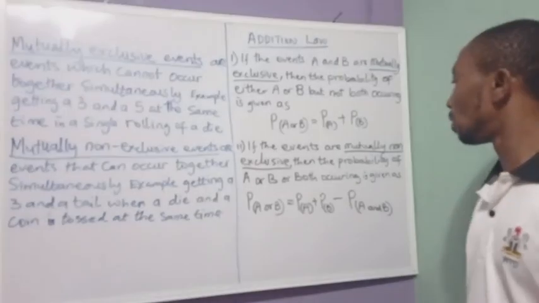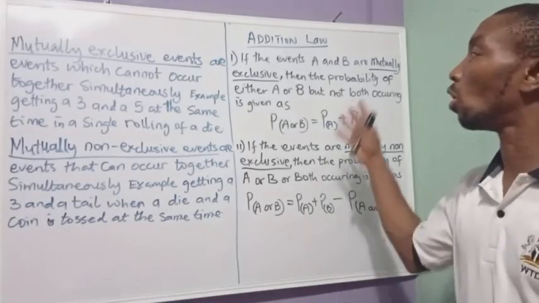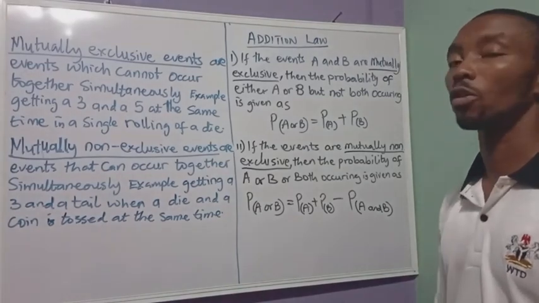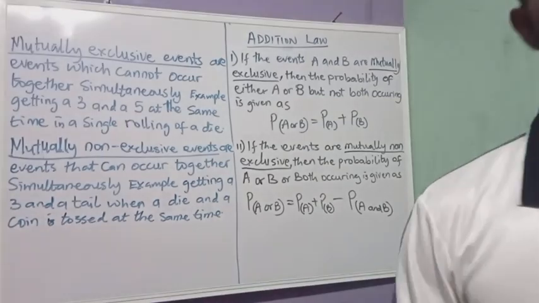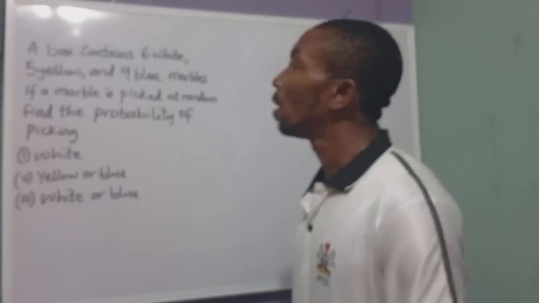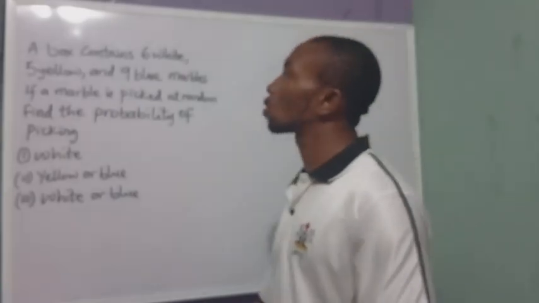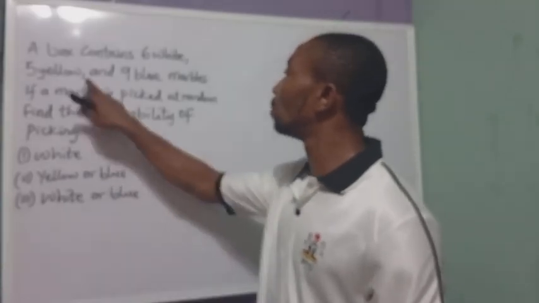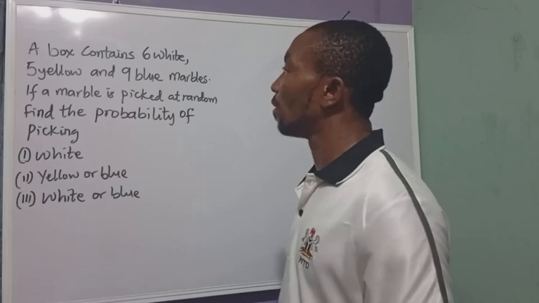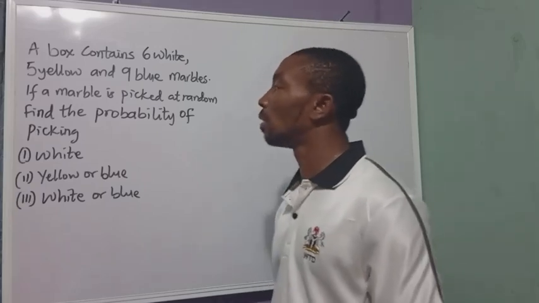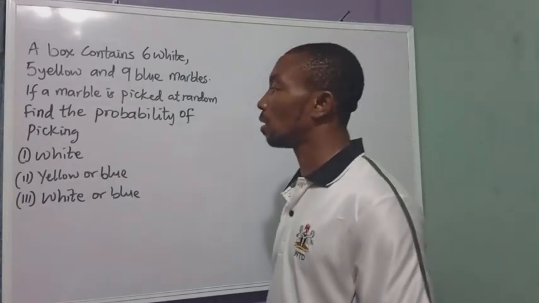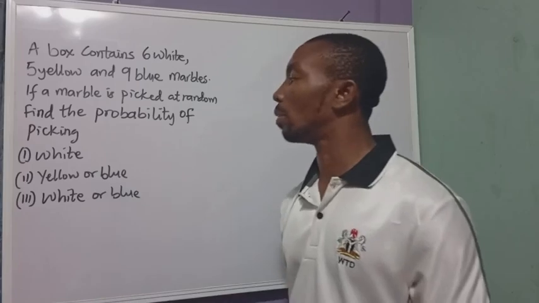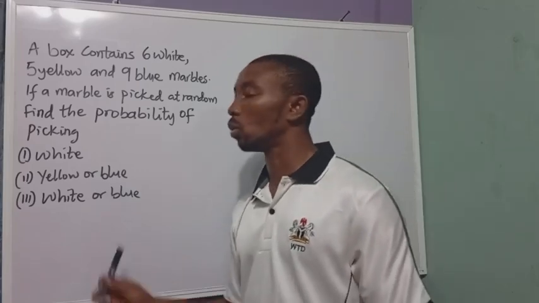Alright, let's look at examples on applications of the addition laws of probability. A box contains 6 white, 5 yellow, and 9 blue marbles. If a marble is picked at random, find the probability of picking: 1. a white marble, 2. a yellow or blue marble, 3. a white or blue marble.